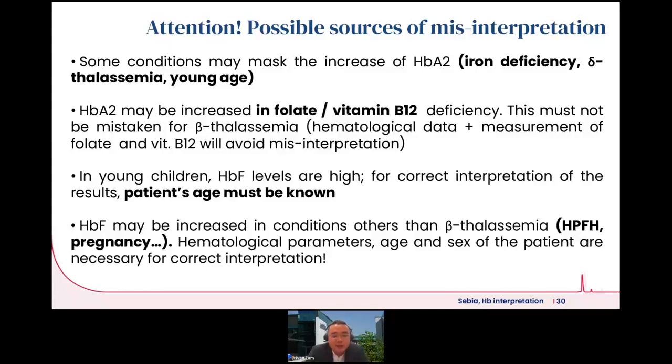Also, some other scenarios can increase hemoglobin F as well. For example, in hereditary persistence of hemoglobin F, also things like pregnancy can increase hemoglobin F. So very often when there is a situation of increasing red blood cell production, like for example in the course of pregnancy, you can potentially see hemoglobin F increase, although that increase is not consistent in every individual. Right, so the hematological parameters, age and sex of patients are also necessary for correct interpretation.